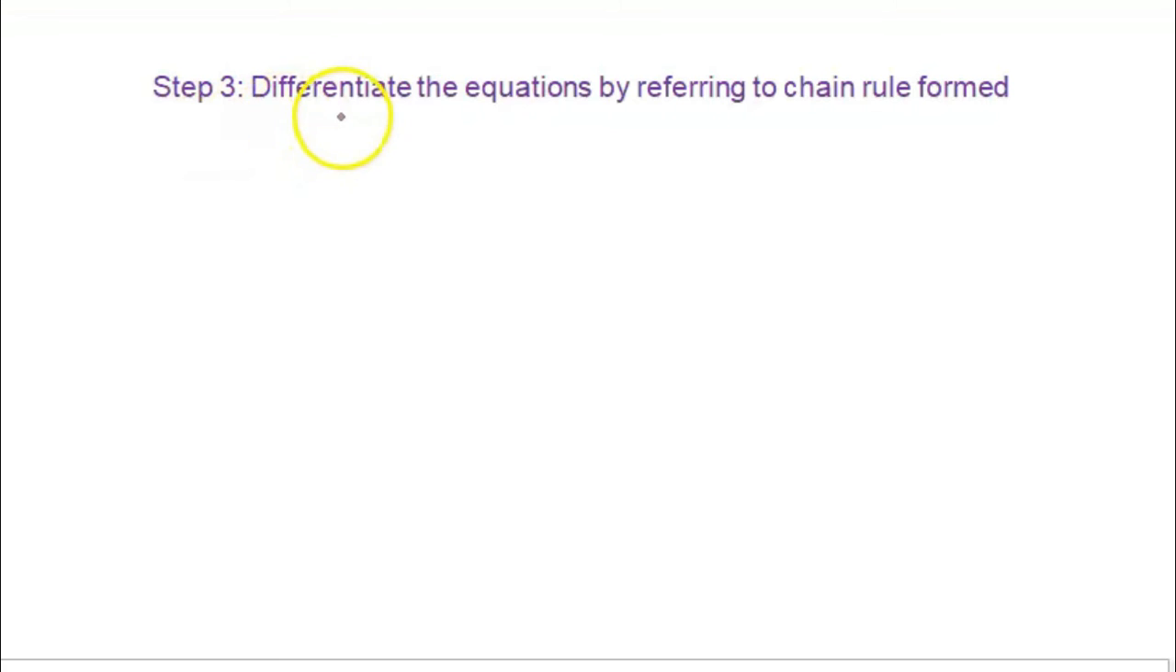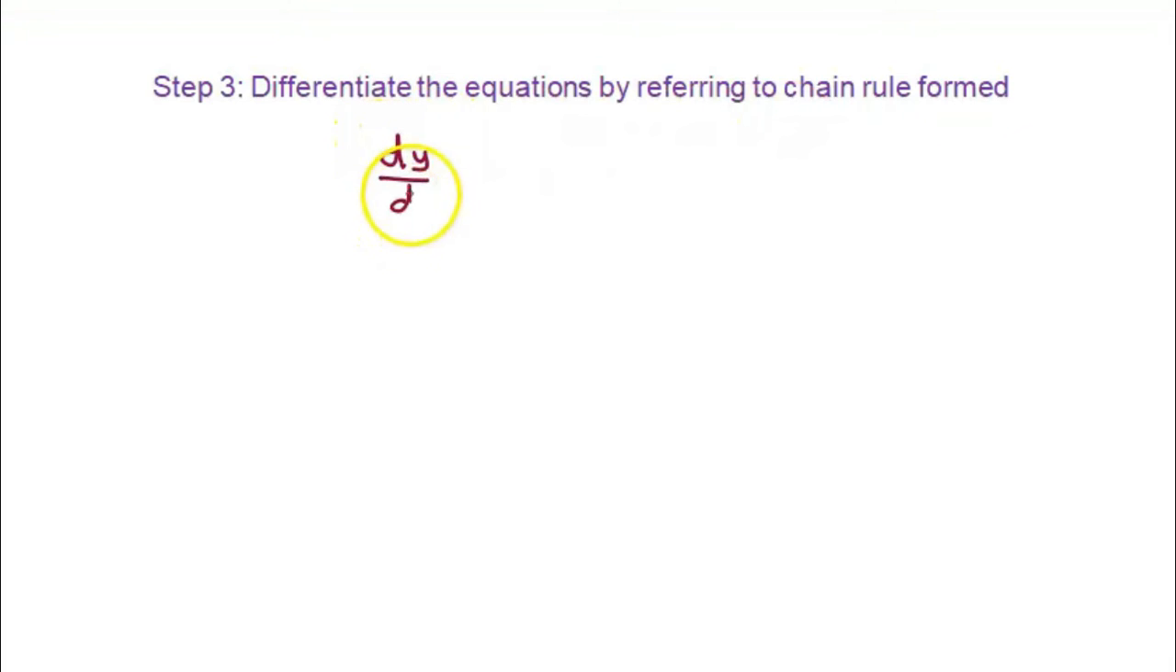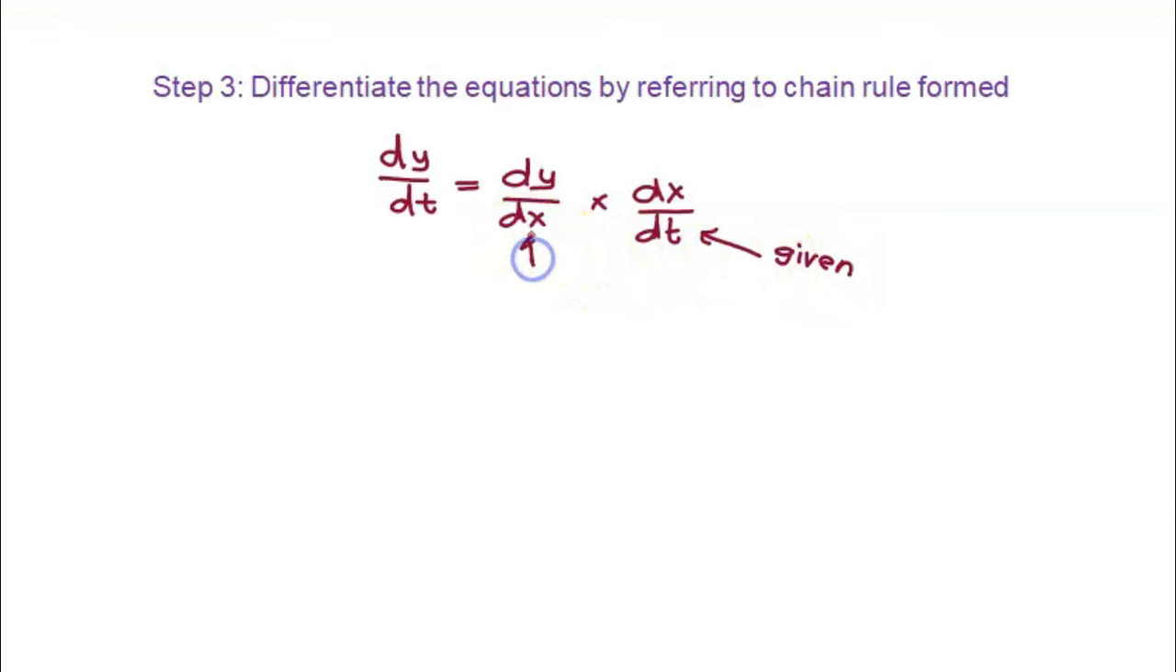In this step 3, we need to differentiate the equations by referring to the chain rule formed. The chain rule formed for our question is dy over dt equals dy over dx multiplied with dx over dt. This dx over dt is given in the question. This dy over dx needs to be formed by differentiation.